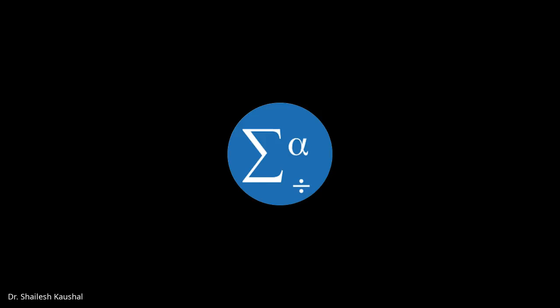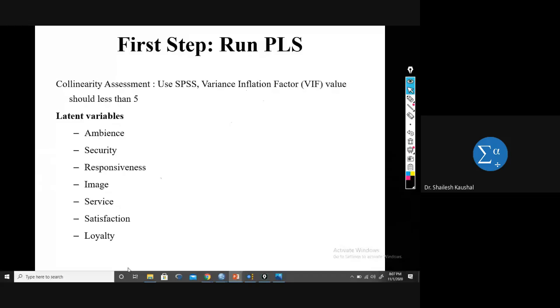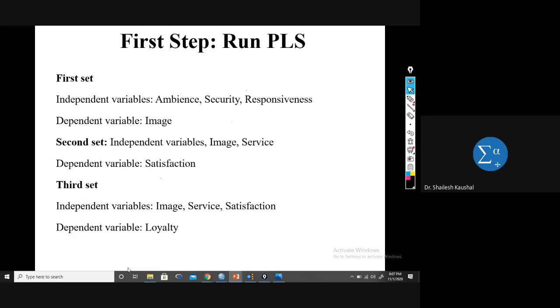Next is the collinearity of the latent constructs. Here we will use SPSS and the VIF value. Through the VIF value we check: if the VIF value is less than 5, it means there is no issue of collinearity or multi-collinearity. So these are the 7 latent variables in our model: ambience, security, responsiveness, image, service, satisfaction, and loyalty.